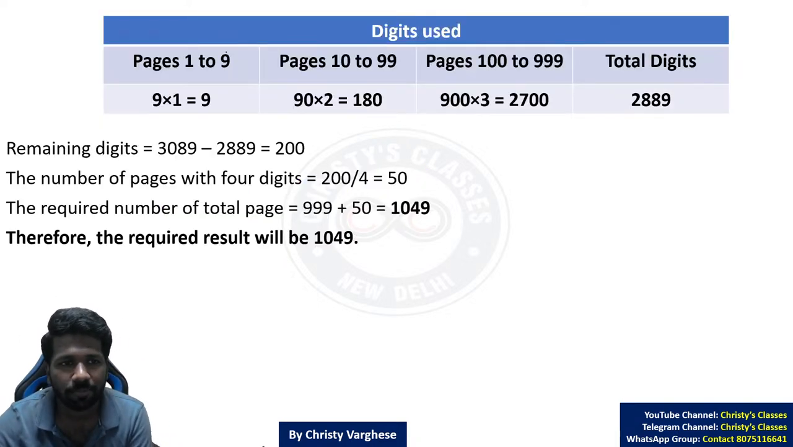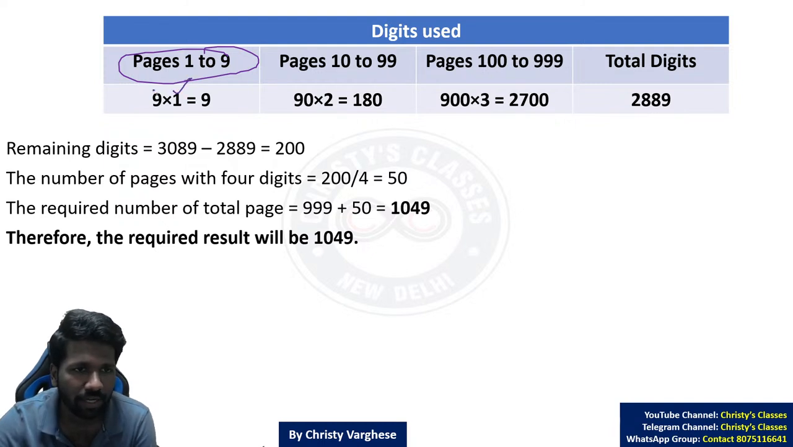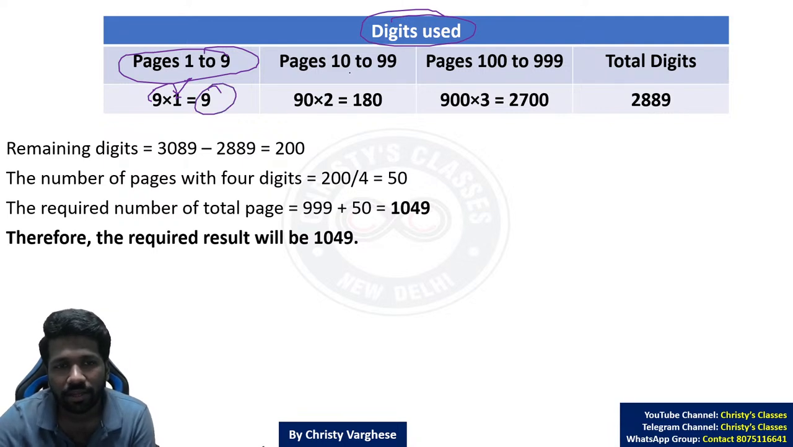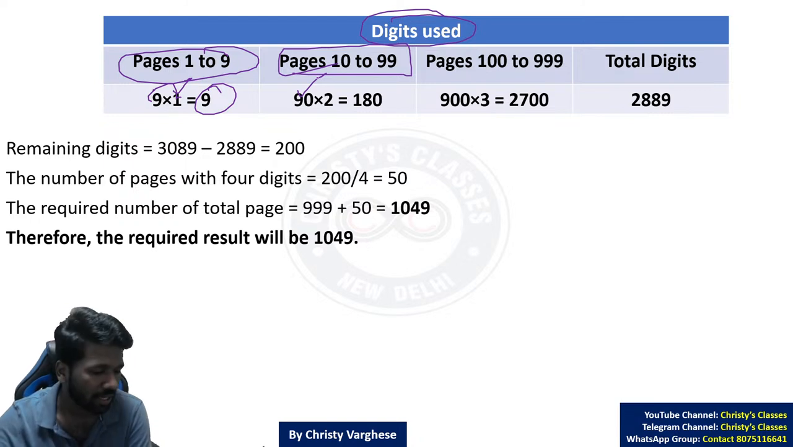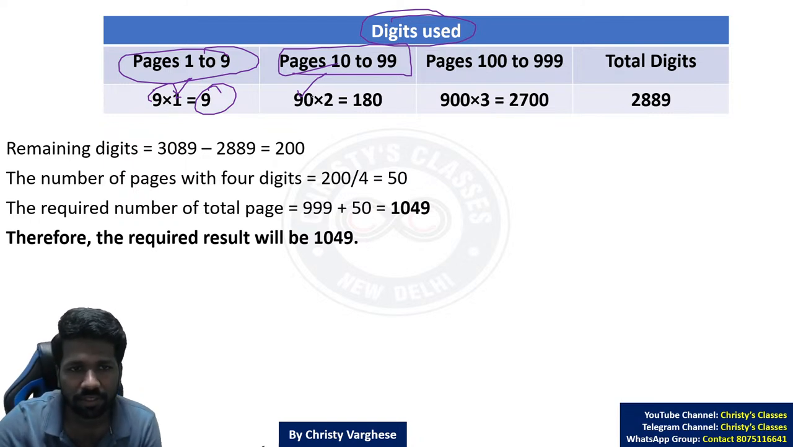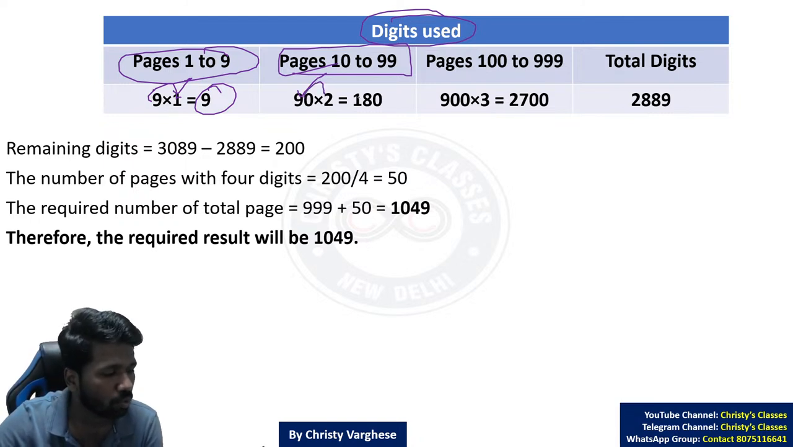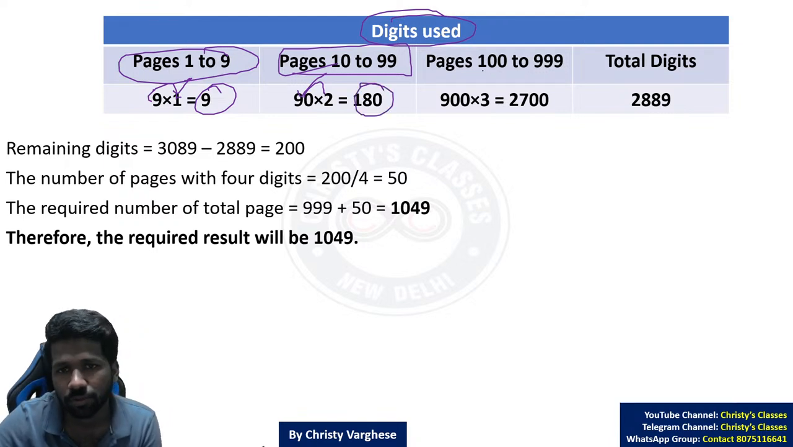Very fast, I will explain. If you use the second approach, pages 1 to 9 are all one-digit numbers, so total digits used is 9 into 1, 9. Now, two-digit numbers, pages 10 to 99, that is 90 numbers, because 99 minus 9, as we discussed in the previous explanation. So, 90 into 2, 180 digits used.